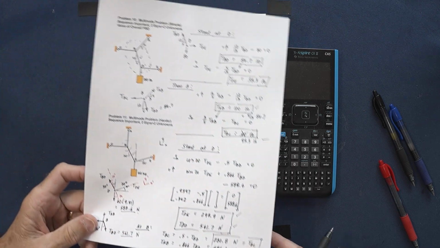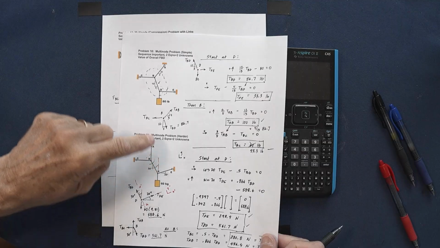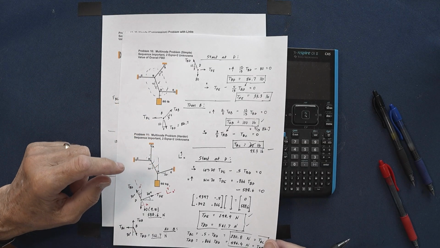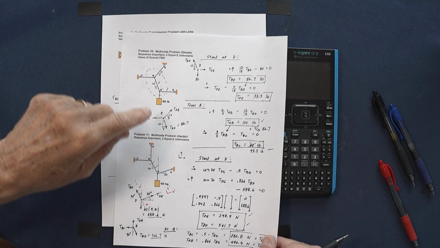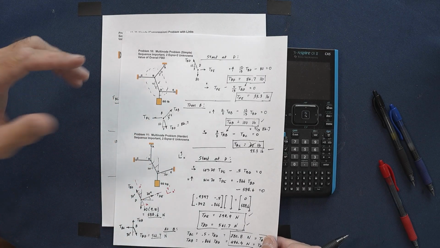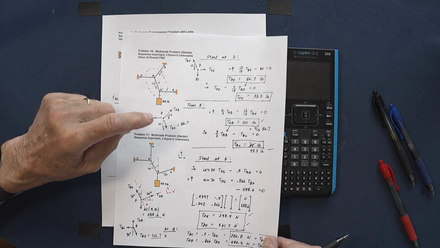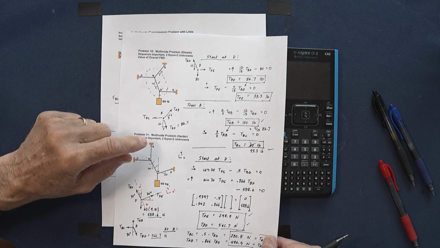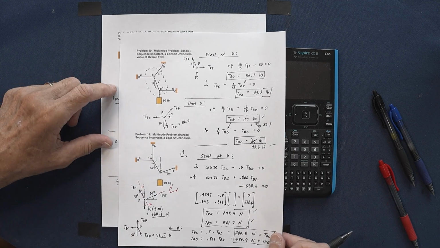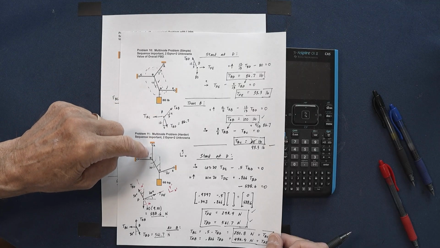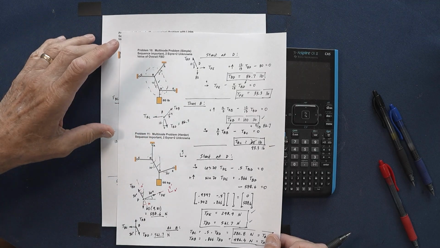In our previous couple of problems, we worked multi-node problems where you have to start at a given node and then work in a proper sequence to get other unknowns. And we're applying the principles of particle equilibrium one node at a time. In these particular examples, all of the links are cables and they're all in tension.